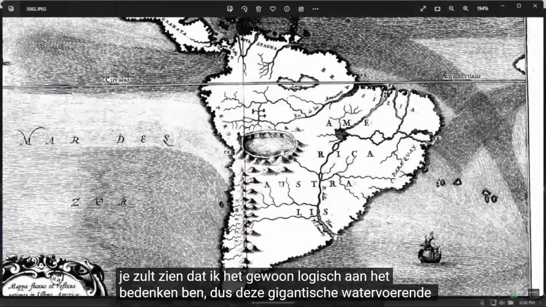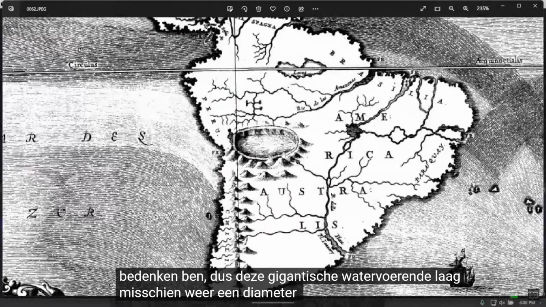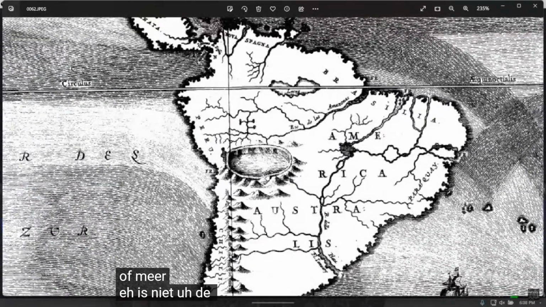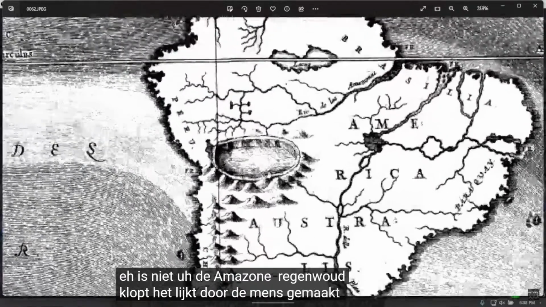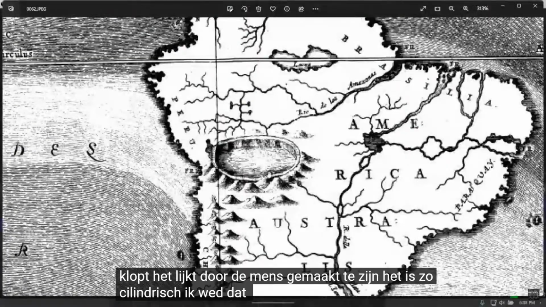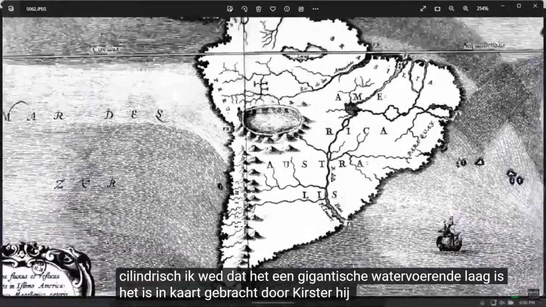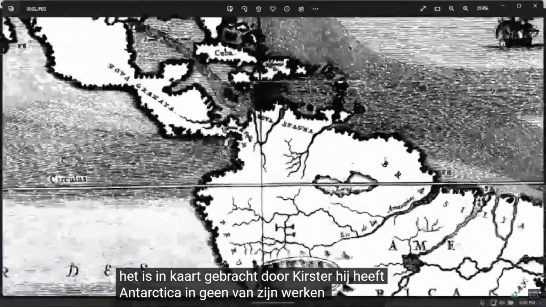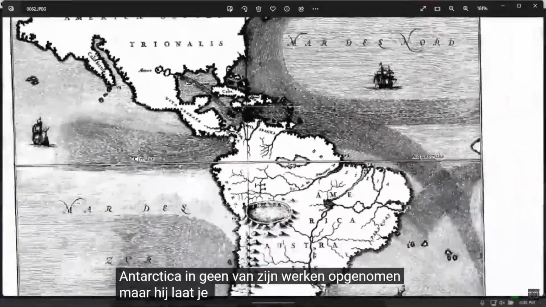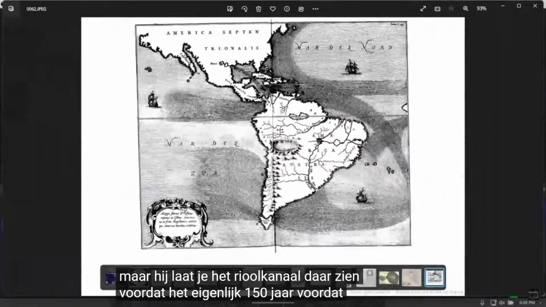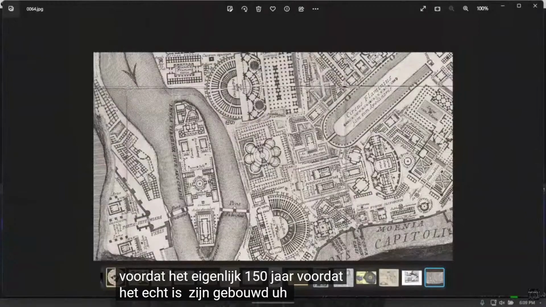So this giant aquifer, again maybe 1,000 miles in diameter or more, is under the Amazon rainforest, right? It looks to be man-made. It's so cylindrical, I bet it's a giant aquifer. It's been mapped by Kircher. He hasn't included Antarctica in any of his works, but he shows you the Suez Canal there 150 years before it's actually been built, showing their lie.